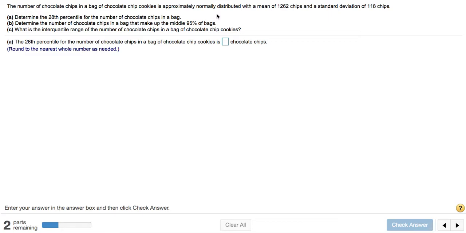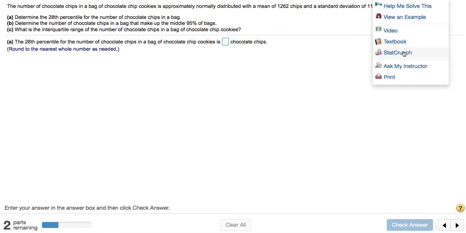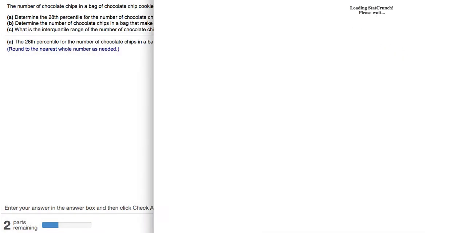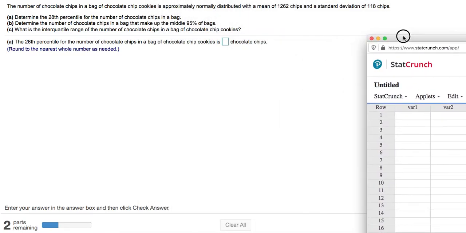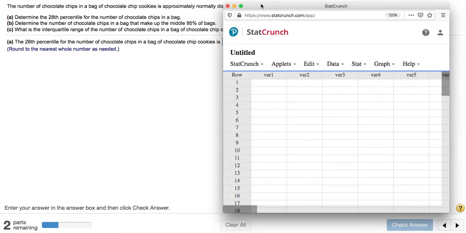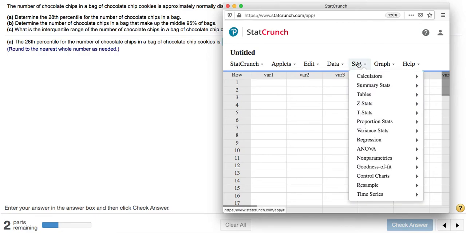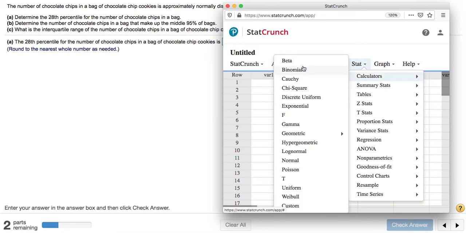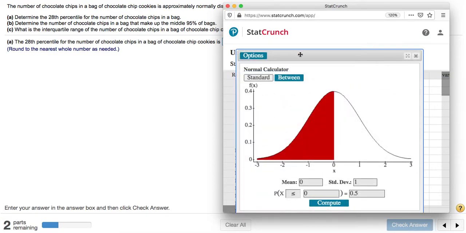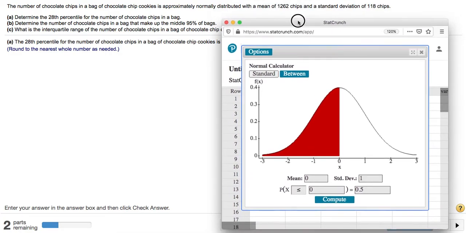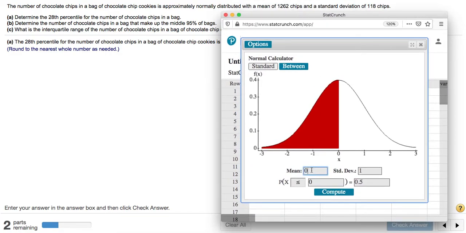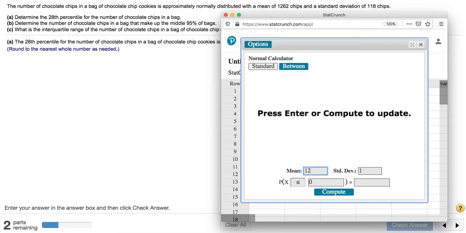So here we're going to do this in StatCrunch by using a normal distribution. So I'm going to open up StatCrunch, and I'm going to do all of this work in the normal calculator. So let's go Stats, Calculator, and we are told it's normally distributed, so I'll select Normal. Within here, we are told the mean and the standard deviation, so I'm going to enter those values here. This was 1,262 for the mean and a standard deviation of 118.